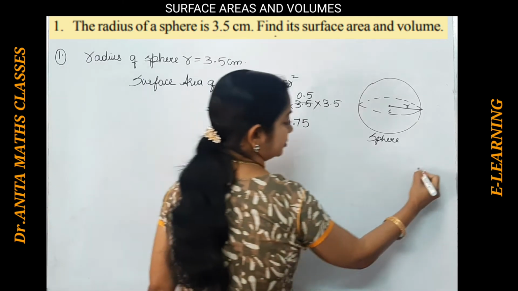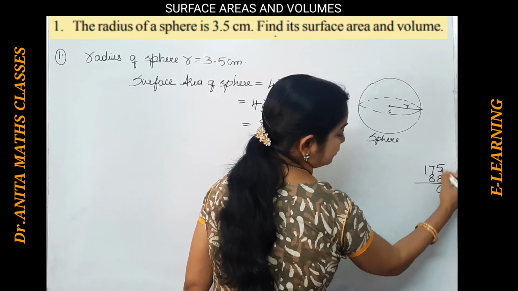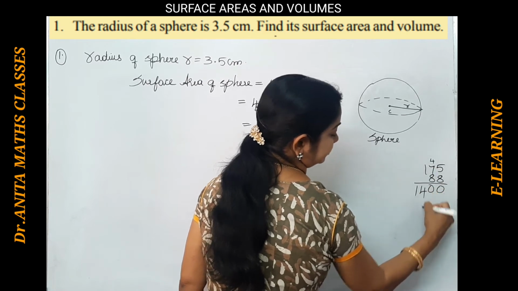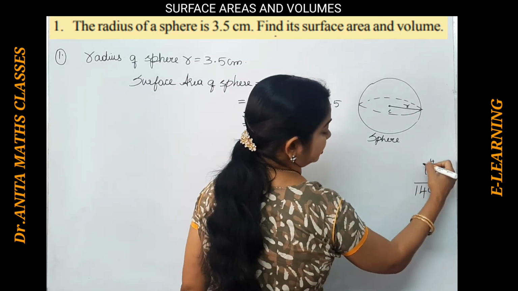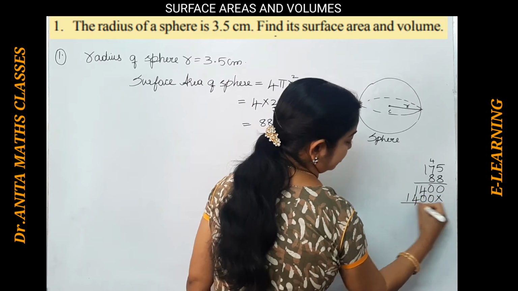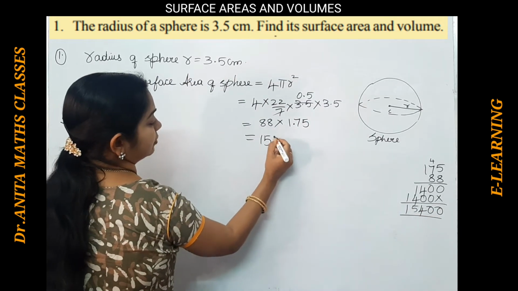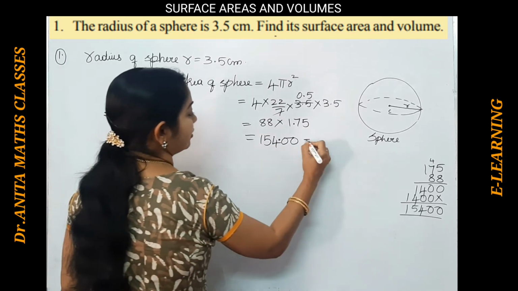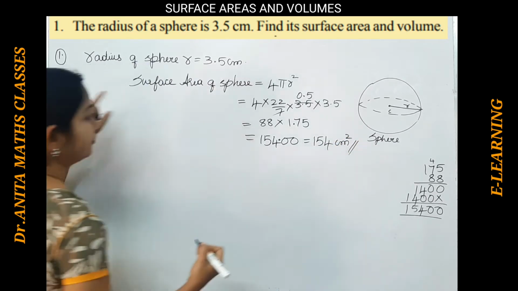We'll make further multiplication with 88. 8 5s are 40, 8 7s are 56, 8 1s are 8 plus 14, yes, so that comes to 154.00, and the 2 decimal places, so here the decimal point. So that is 154 centimeters square, the surface area of the sphere.